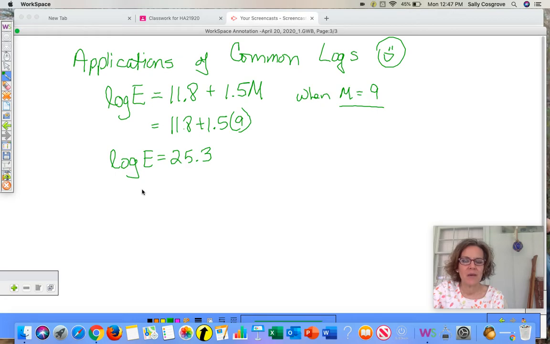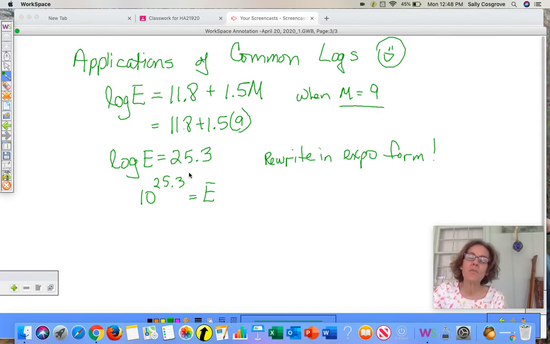So I'm going to say what? 10. And the log value in log form is the exponent value in exponent form. So we're just going to rewrite in exponential form. And that is helpful because when we're in base 10, we can use our calculators. So 10 to the 25.3 equals E. So this is going to tell us how much energy.